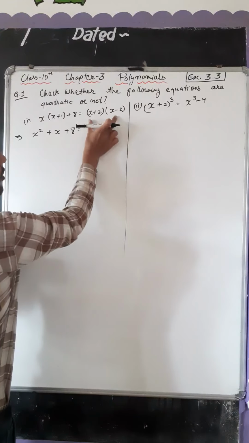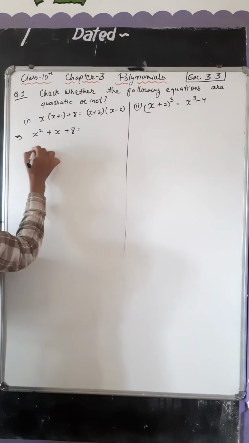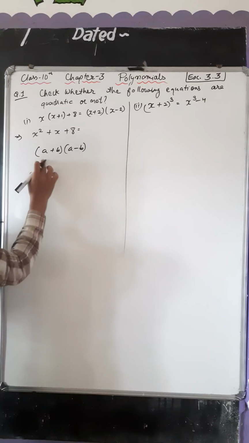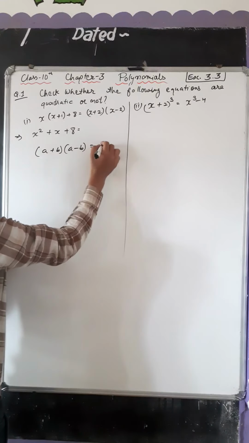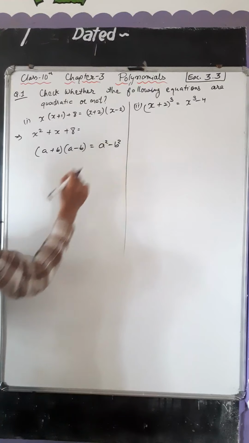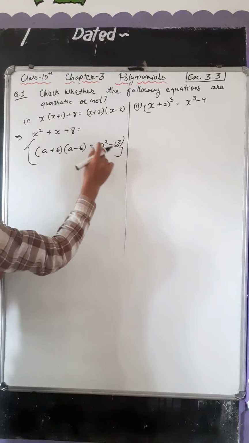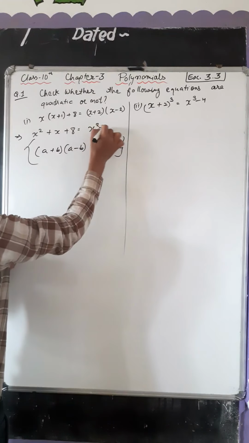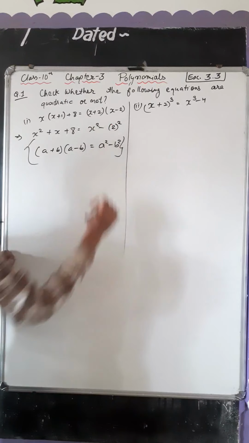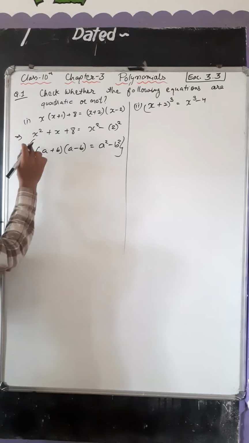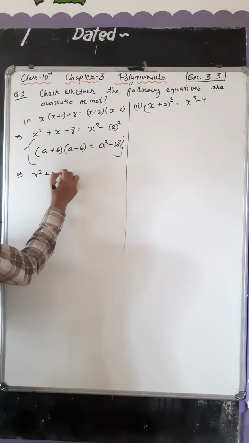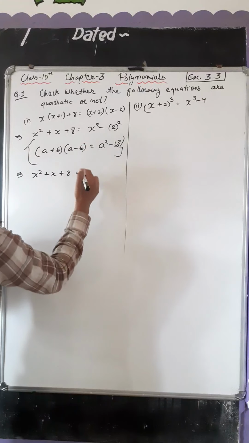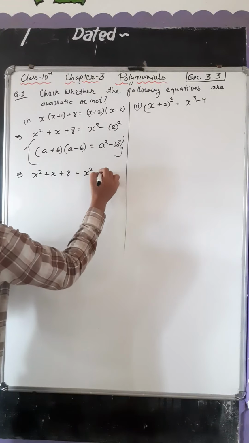Now, if you look at this, x plus 2 and x minus 2, what is the form? Form is (a plus b) into (a minus b), and this is equal to a square minus b square. So this is the identity we are using here. So what will be the result directly? Just write x square minus 2 square. Solve it again. This will be x square plus x plus 8. I have written the same thing. Here this will be 4.